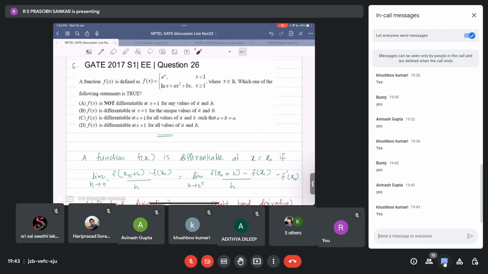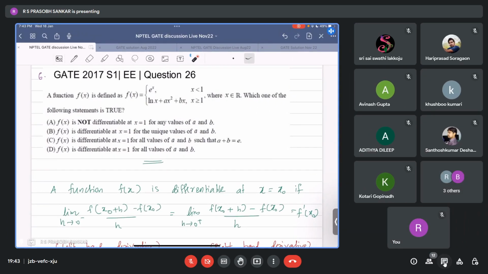Okay. So this question is on calculus. A function f of x is defined as e raised to x for x less than 1, and log x plus a x square plus b x for x greater than or equal to 1, where x is a real number. Now, given this, which of the following is a correct statement? Is f of x not differentiable at x equal to 1 for any values of a and b, or is f of x differentiable at x equal to 1 for unique values of a and b? Is f of x differentiable for all values of a and b satisfying this condition, or for all values of a and b?